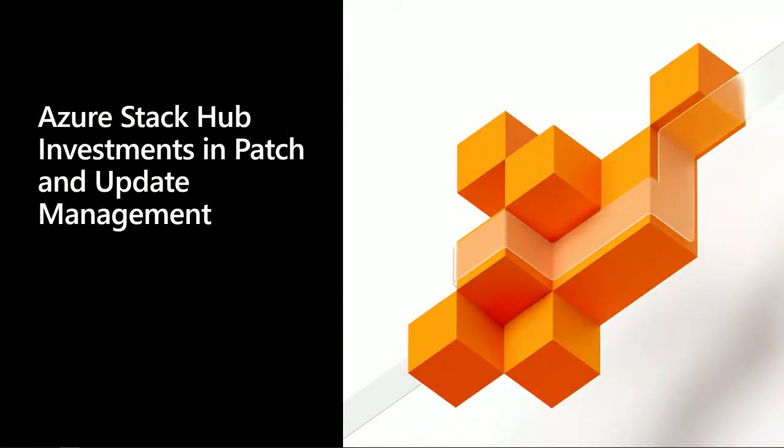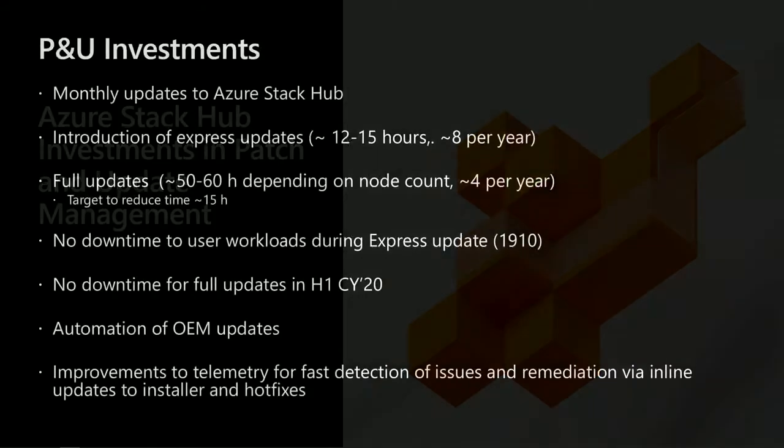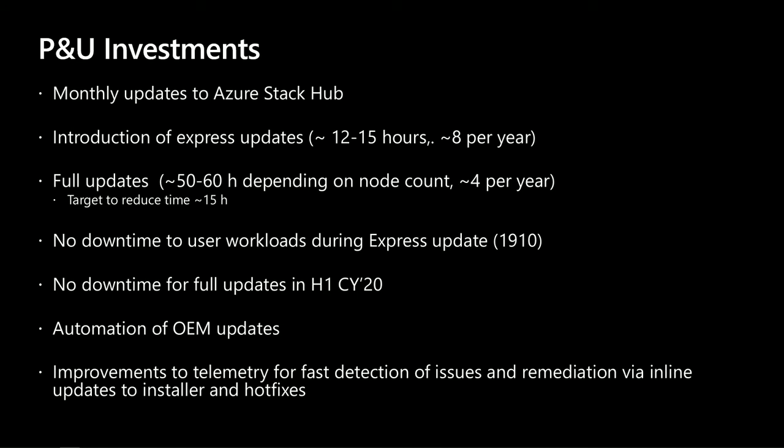So this is a slide I did steal from Vijay's deck. He presented on Tuesday. For those who weren't there, I'm not going to cover too much about it. This just covers the investments we've made in our patch and update system. We deliver updates in two forms, a full update and express update. The difference being an express update doesn't update the host operating system, so it takes less time. And we're working on a multitude of investments to make both of these get to the point where you don't have to specify a maintenance window for your workloads that are running on Azure Stack.